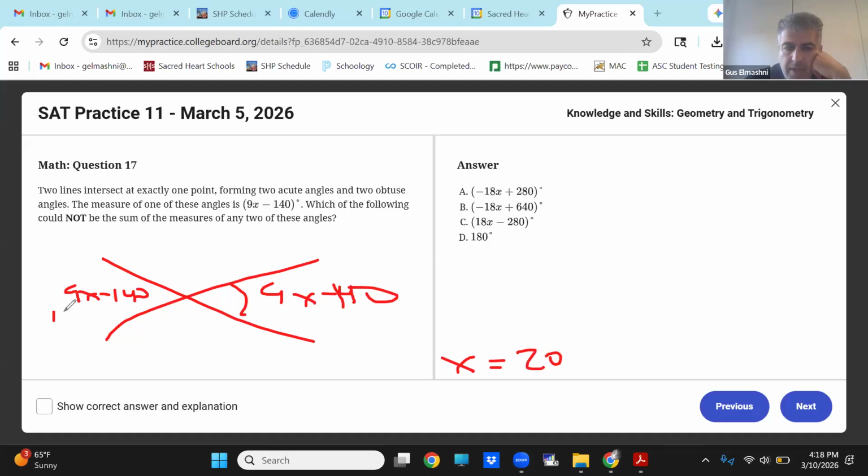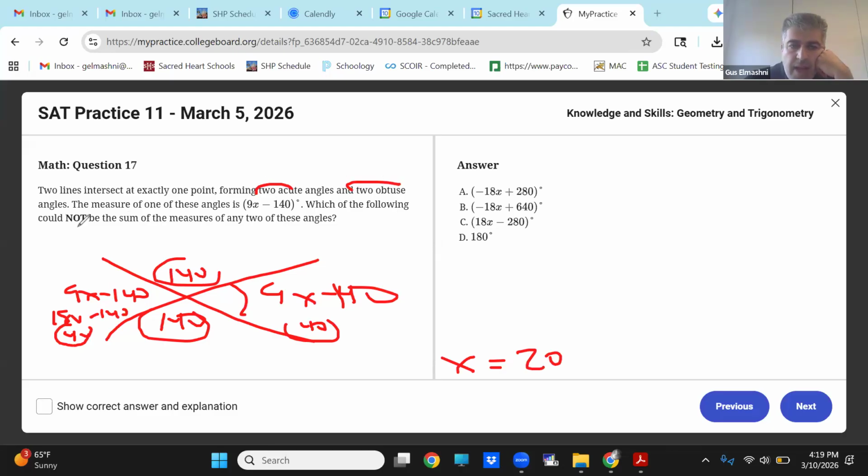So this would be 180 minus 140, which of course is 40. And that's also 40. Therefore, that's 140 and that's 140. So you have 40, 40, 140, 140. Cool. So I'm being hypothetical, that's okay. Two acute angles, two obtuse angles. That's exactly what I got.